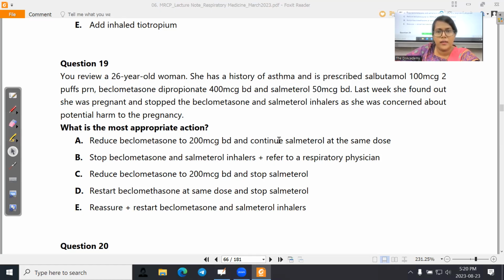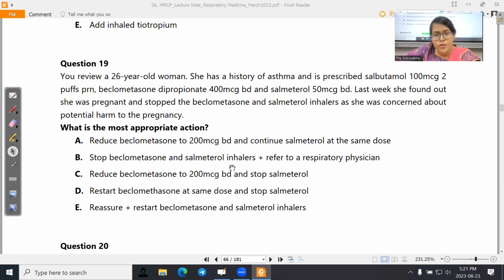Reduce the dose of steroid and continue salmeterol at the same dose. Stop steroid and salmeterol inhaler. Refer to respiratory physician. Reduce the inhaled corticosteroid dose to 200 and stop salmeterol. Restart the beclomethasone at the same dose and stop salmeterol. Number 5 is reassure and restart beclomethasone and salmeterol inhaler. So which one is the option? B. You're thinking stopping both of these medications and referring to the respiratory physician is the appropriate action.